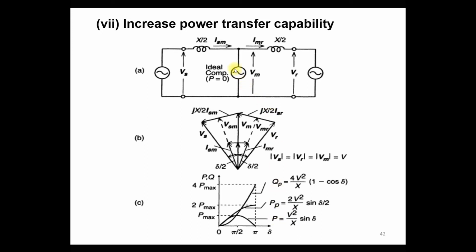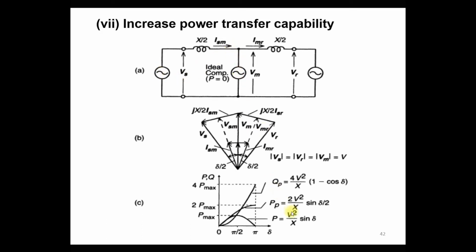But by providing midpoint compensation using the SVC and STATCOM, you can increase the power transfer capability of the transmission line. Assume this is an ideal compensator that injects reactive power but does not inject any real power. It maintains the midpoint line voltage Vm near the sending end voltage, so that if V increases, we can increase the power transfer. Actually the equation of P is V1 V2 by X sine delta, where V1 is the sending end voltage and V2 is the receiving end voltage.